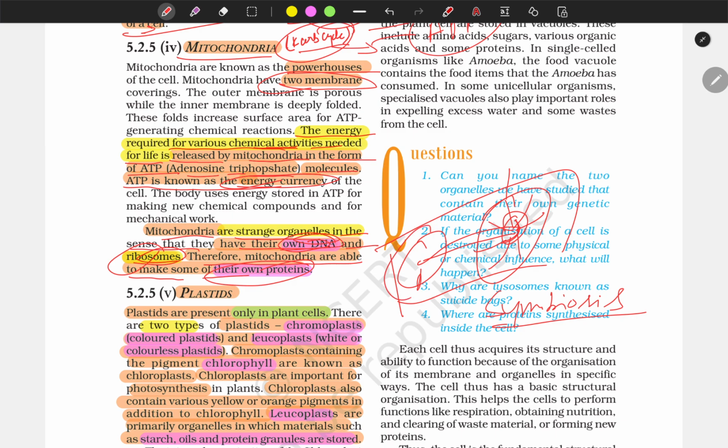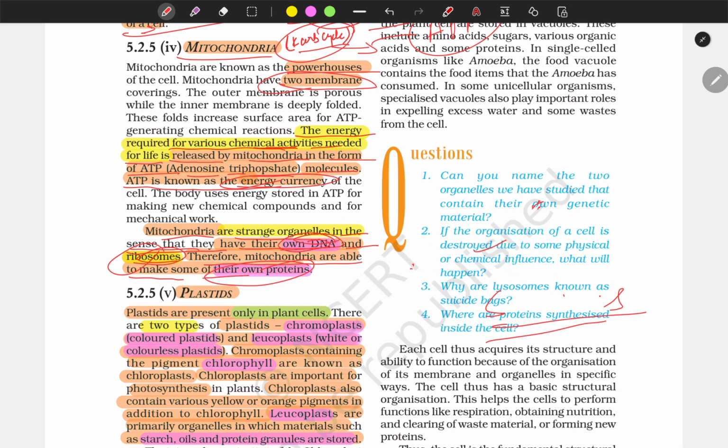There used to be one cell which was engulfed by the other cell, and they both lived in symbiosis, meaning they were living together. And this was the mitochondria. So this is why the mitochondria have their own DNA. This is why it is a strange organelle.